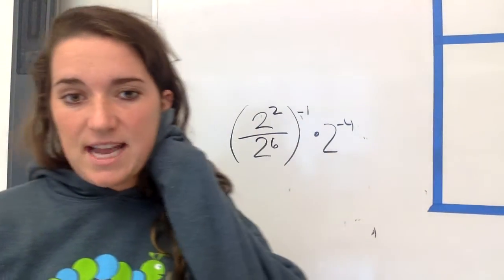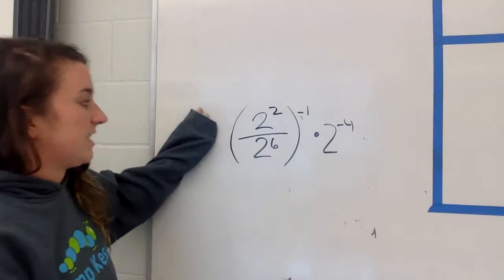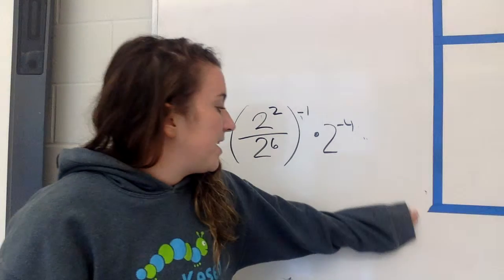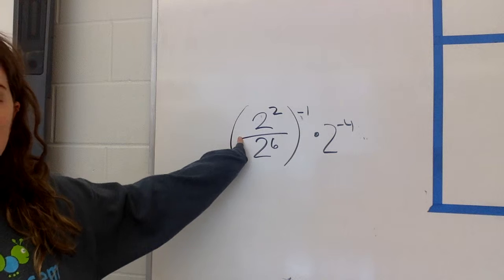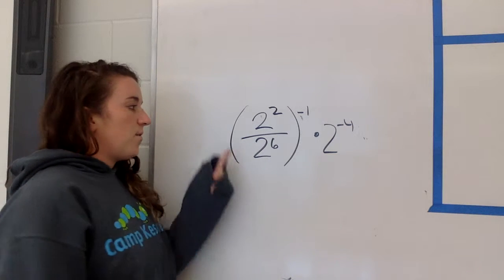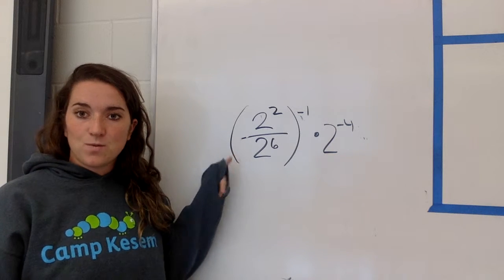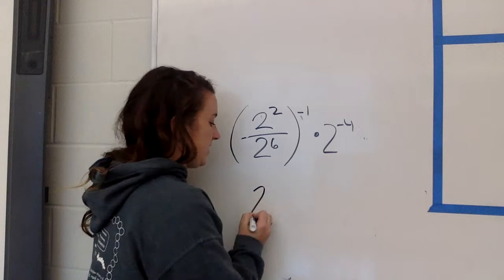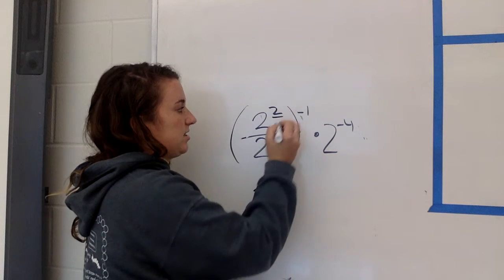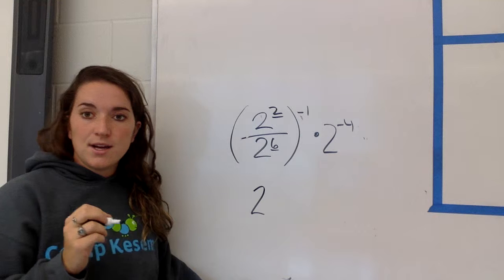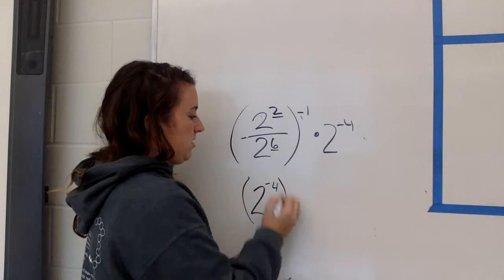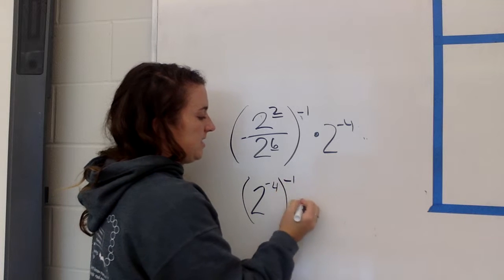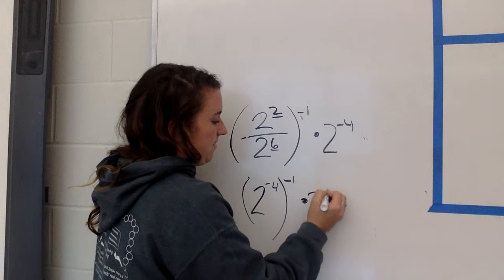All right, so for this next one, I'm just simplifying this expression. So I'm going to use my order of operations and start by simplifying what's in parentheses. When I'm dividing with the same base, what do I do? I subtract my exponents. So I'll subtract 2 minus 6. 2 minus 6 is what? Negative 4. So my negative 4 goes in parentheses.